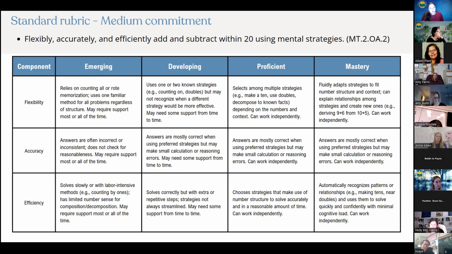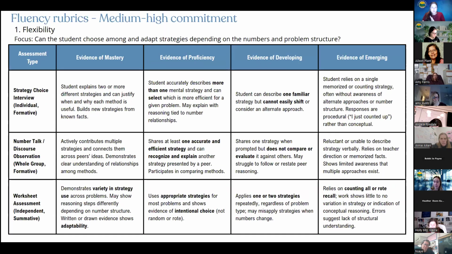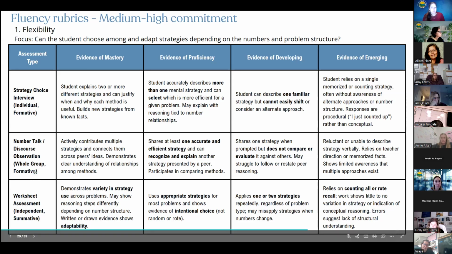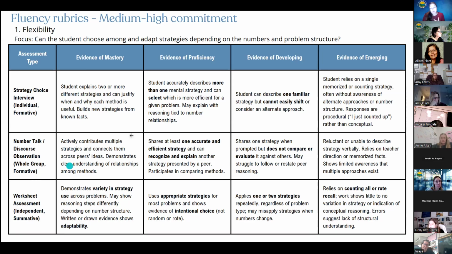And then a high or medium commitment would be when you're looking specifically at those six components of fluency that we talked about earlier. So those foundational pieces and those expansion pieces. And then you define as a staff what that looks like for mastery, proficiency, developing, and then emerging. You might even put in there how you would assess it, and then what the output of the student work would look like. So these are just some examples to give you some ideas. This one's specifically only talking about flexibility, and the focus of this is, can a student choose among different strategies?